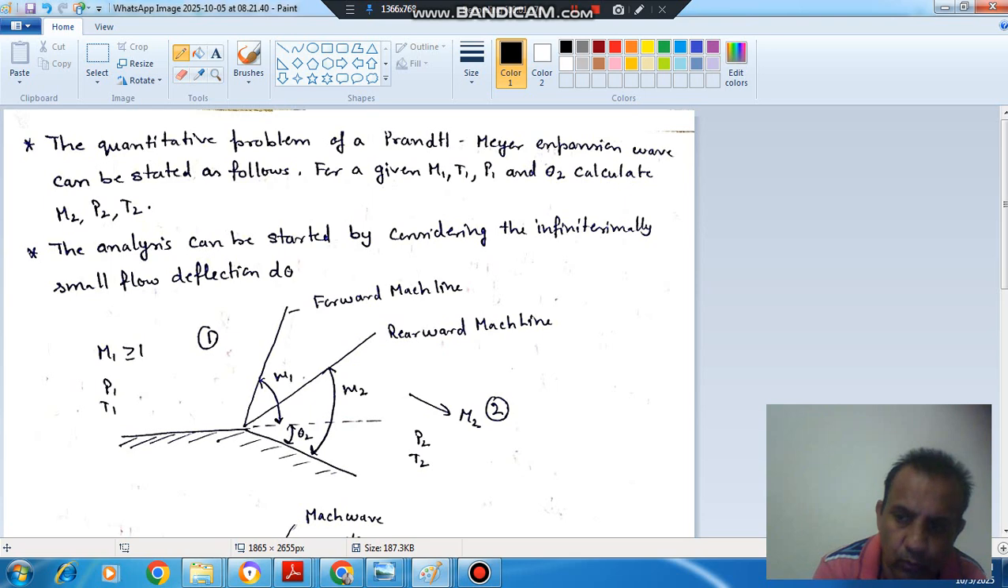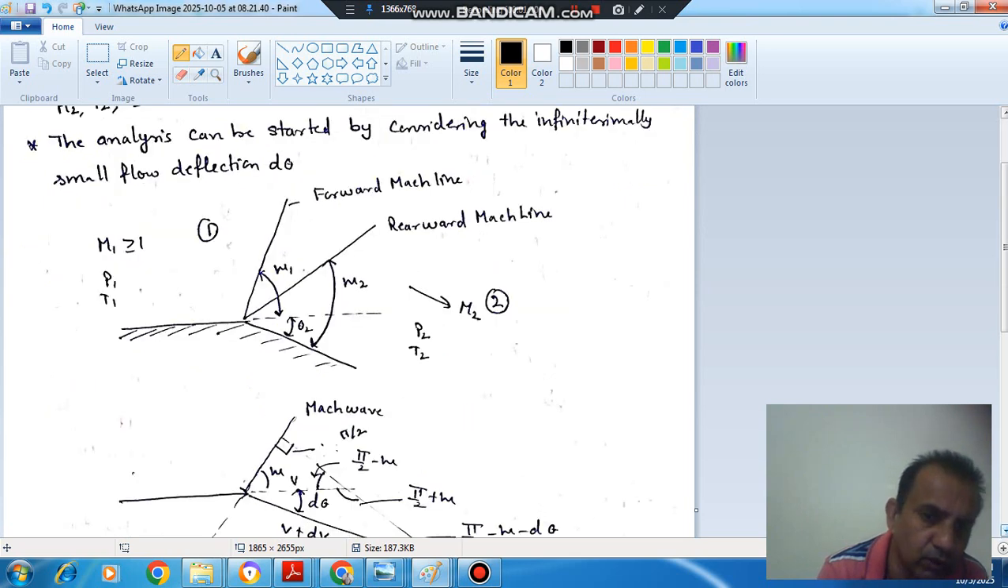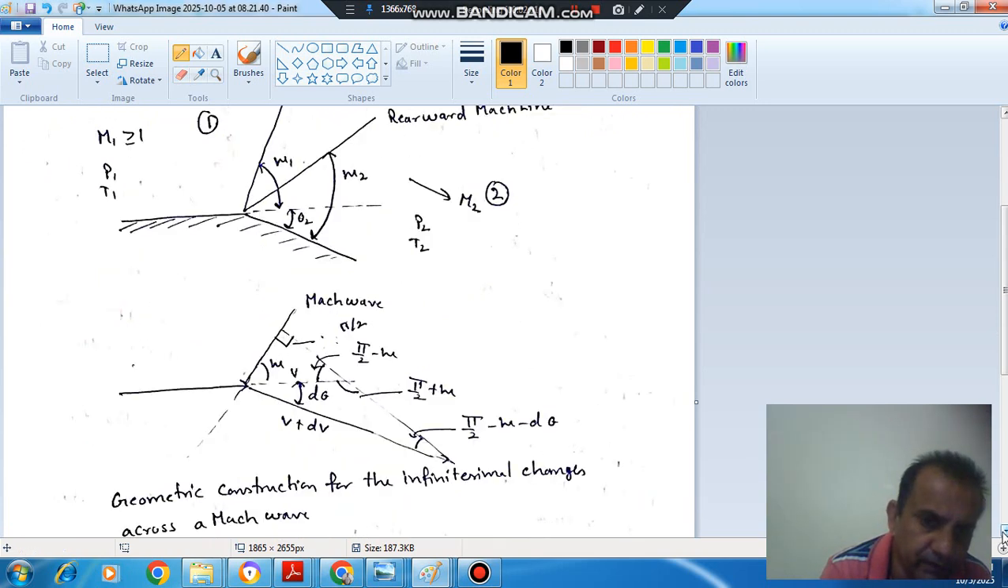Okay, so to derive this we'll consider a small deflection. So this is the initial flow having velocity v. Okay, in the vector diagram it is v, and this is making an angle mu, here it is mu1, so it is mu with the Mach wave. Okay. So now suppose this v is deflected by a small angle d theta, and in this deflection the velocity increases and velocity becomes v plus dv.